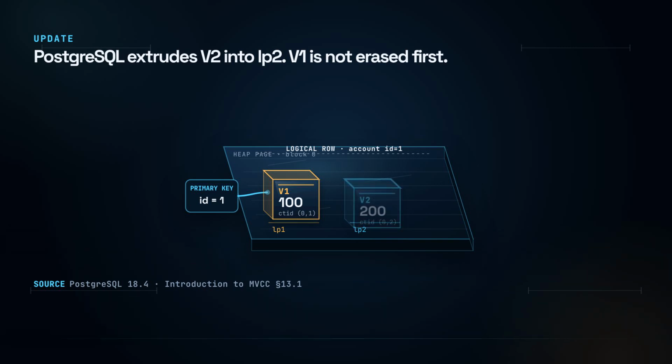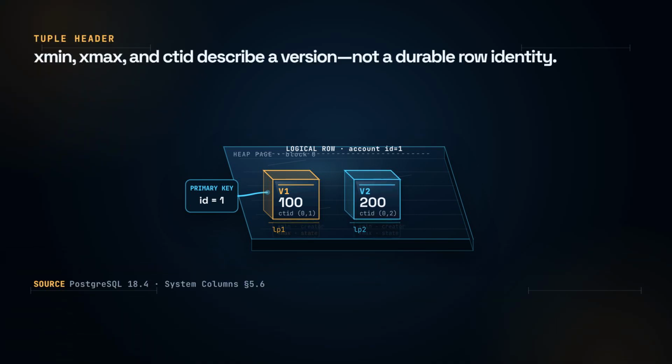It also carries transaction metadata. Tuple xmin identifies the transaction that inserted that version. In this simple update, tuple xmax records the transaction that made the older version obsolete. These fields help Postgres decide whether a particular version belongs in a particular view of the database.